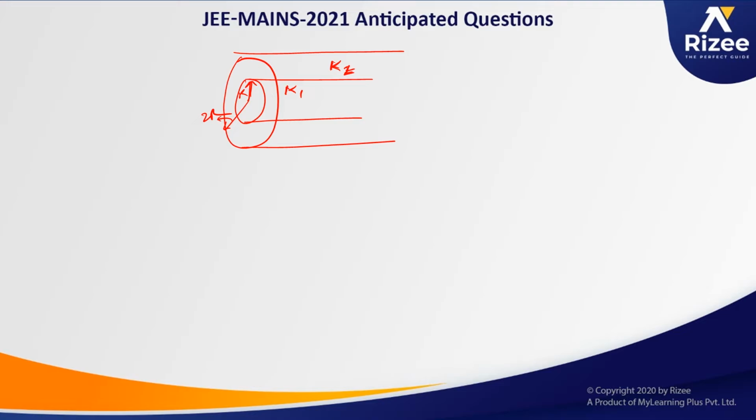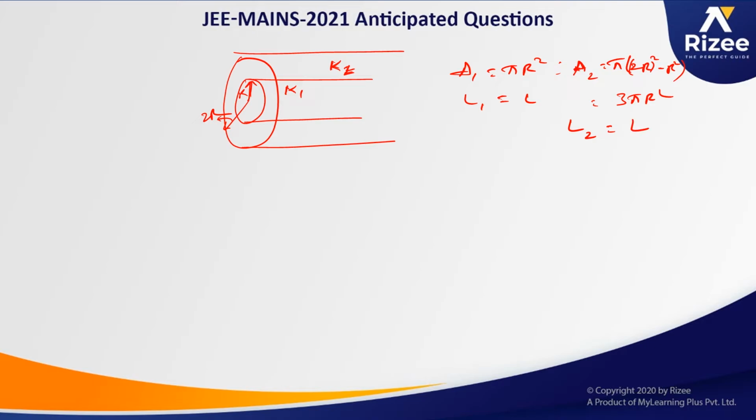So what is the area of the inner one? The inner area can be written as A1 is equal to pi r square, and the length the heat is going to travel, L1, is equal to L. And the area of the second one, A2, is equal to pi into (2r) whole square minus r square. On solving this you will get A2 as 3 pi r square, and the length traveled by the heat in this second case, the outer cylinder, is also the same.